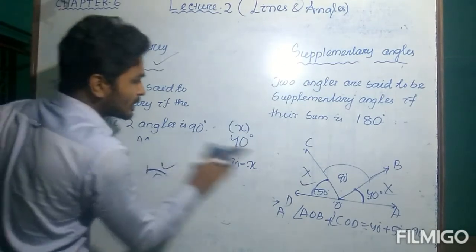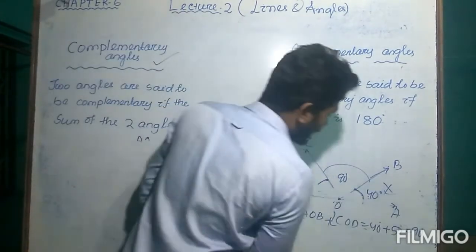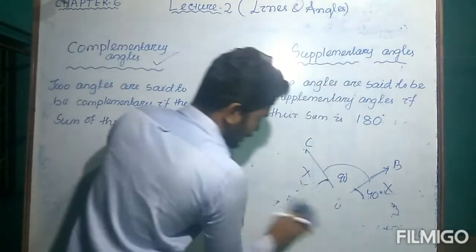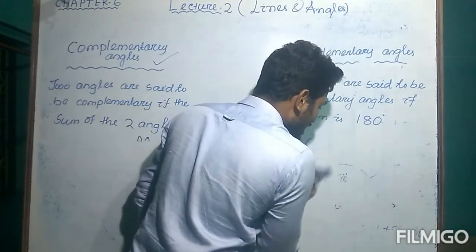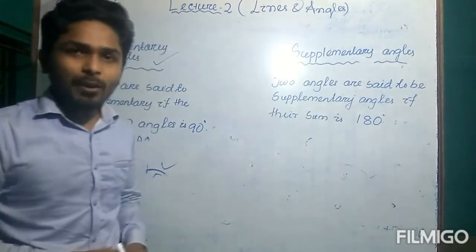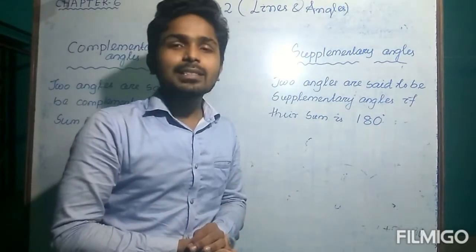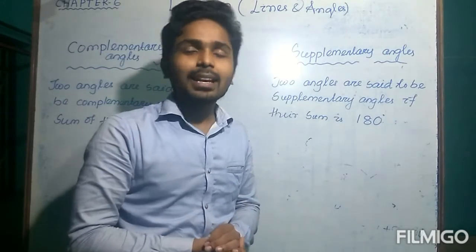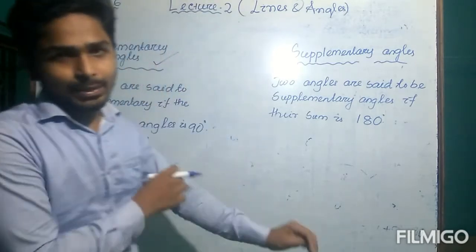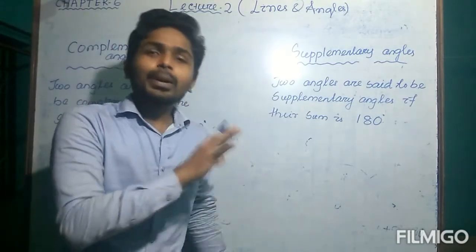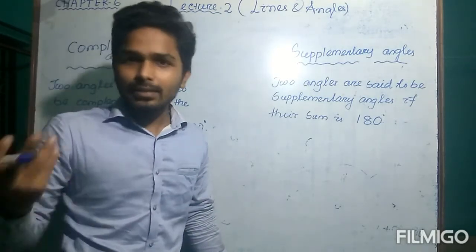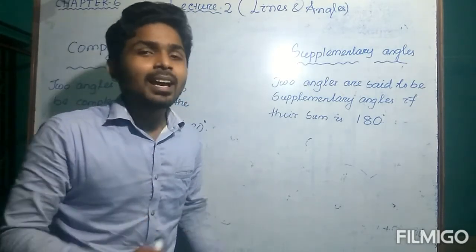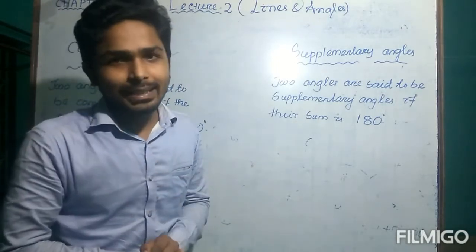Let us talk about the another angle, that is supplementary angles. As like the complementary angles, supplementary angles means if the sum of any two angles is equal to 180 degree, then they are known as supplementary angles. Okay, here also you can take adjacent angles or the two angles may not be adjacent, that doesn't matter, but important thing is the sum of the two angles must be 180 degree.